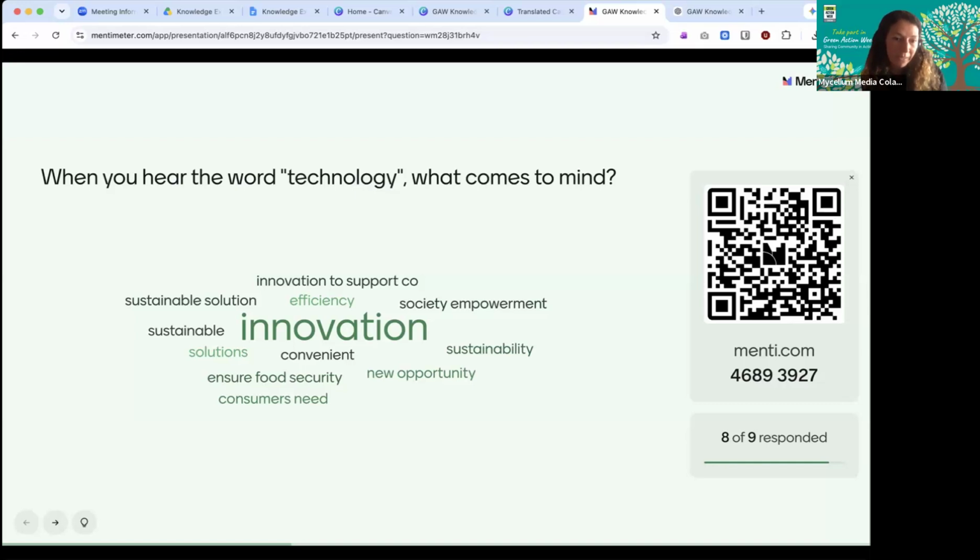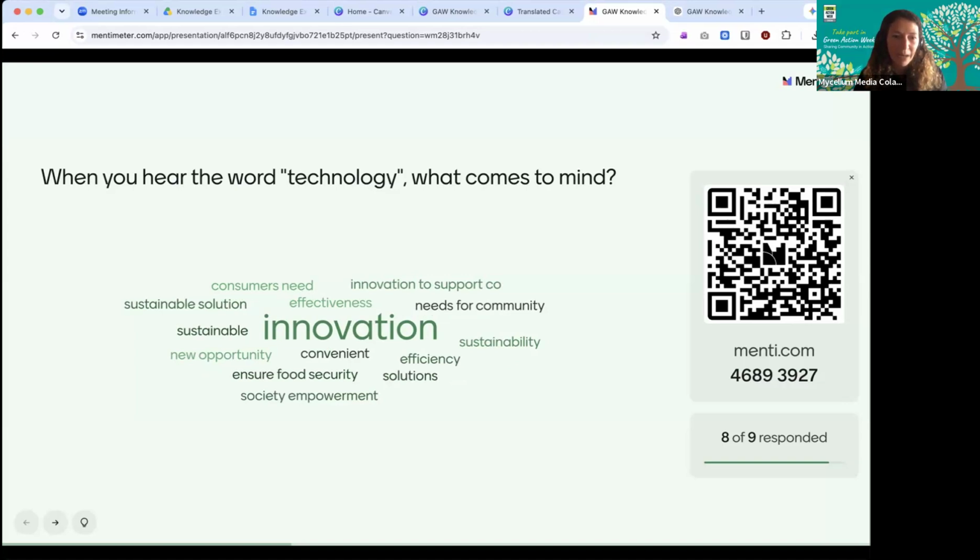innovation to support, convenience. I think that's one of the biggest drivers of technology is convenience. And innovation is the big one here. So whenever people sort of more than one person sort of puts in a word, it gets bigger. So we can see that innovation is definitely one of the key topics that people are thinking on this. Although I see sustainability is big here as well.